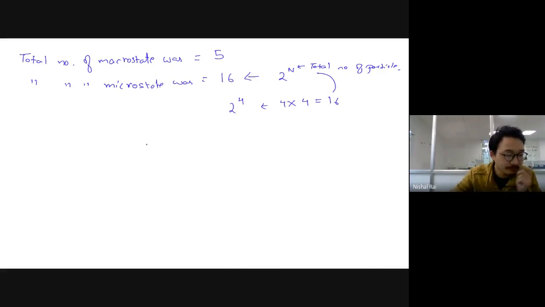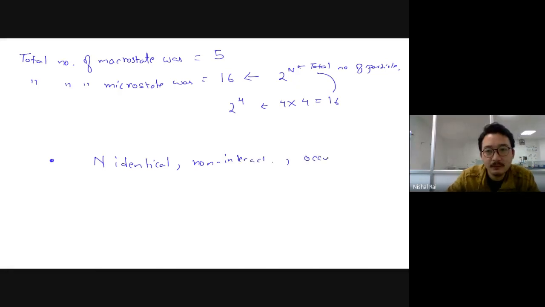Suppose we consider a thermodynamic system of N identical non-interacting particles occupying volume V. Clear?